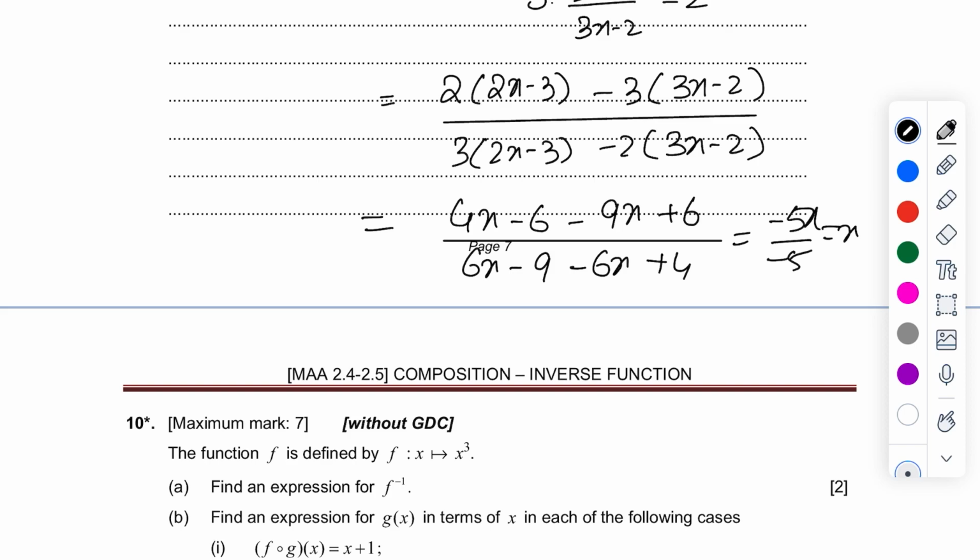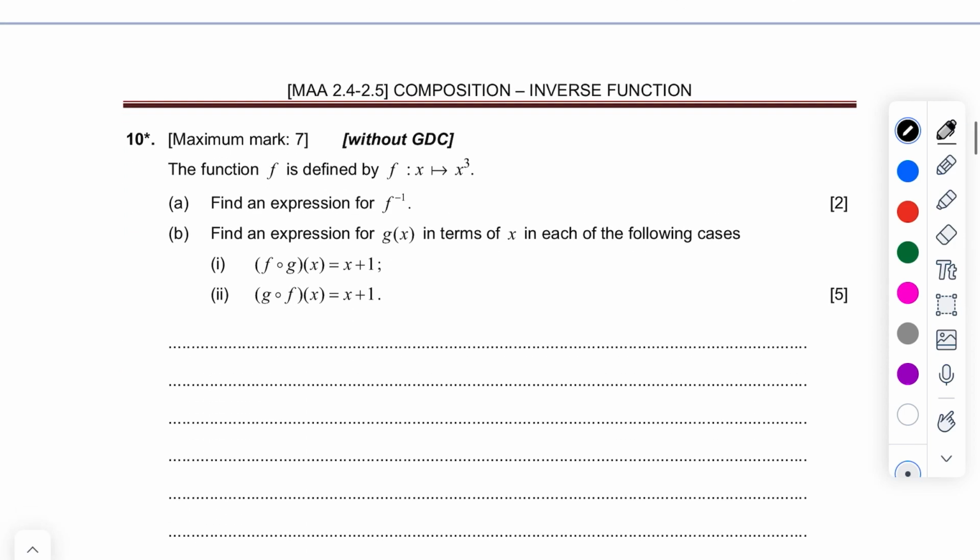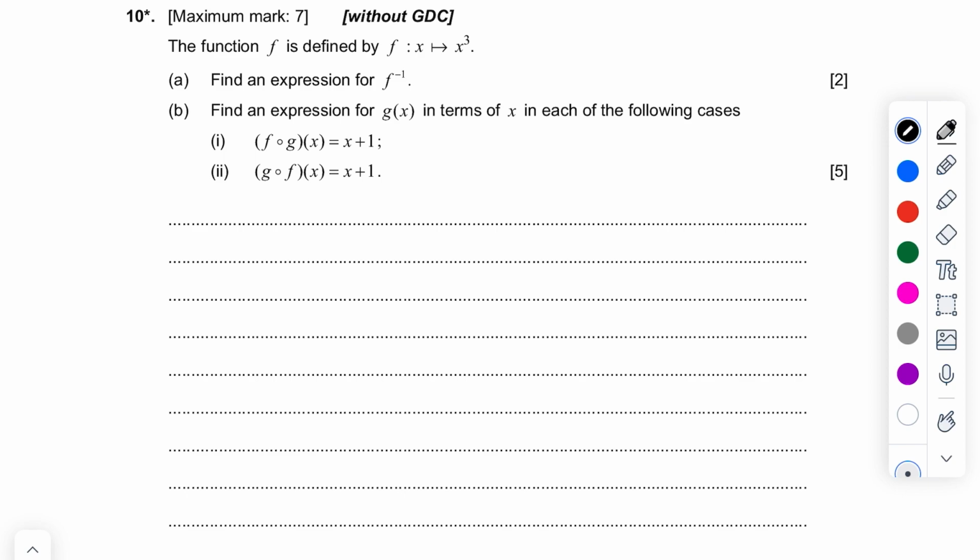So coming to the next question. Question number 10. f of x equals x cube. Find f inverse. f inverse will be cube root of x. Then g of x: find an expression for g of x if f circle g of x equals x plus 1.